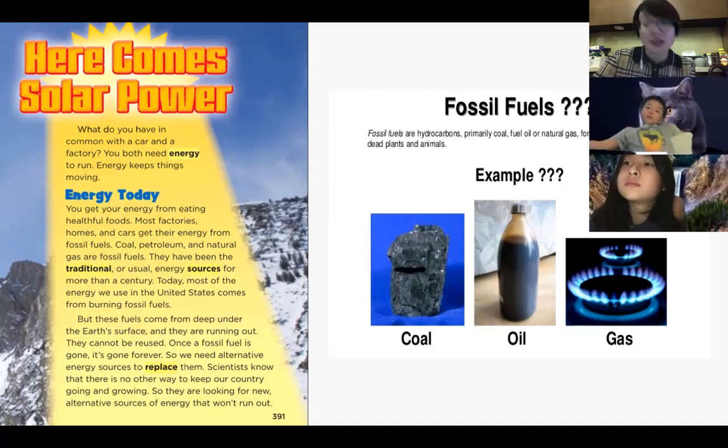Once a fossil fuel is gone, it's gone forever. So we need alternative energy sources to replace them. To replace the fossil fuels? There's no way you can replace them. Okay, but we can find alternative ways. Alternative energies. What are the logics? Okay, so if you can't think of the logics, I will show you, okay?